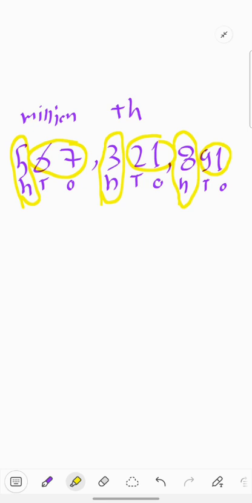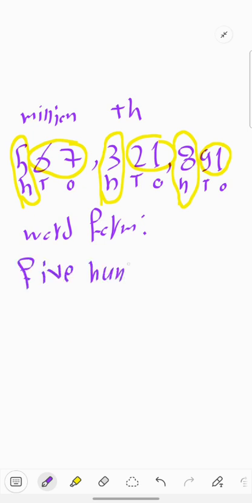So now how to make it in the word form? Here you have 500. The 5 and the 100 in the same circle, so it's 500. You need to make a space between each two digits, okay? So it's 500. 6 and 7 in the same circle, so we call it 67.